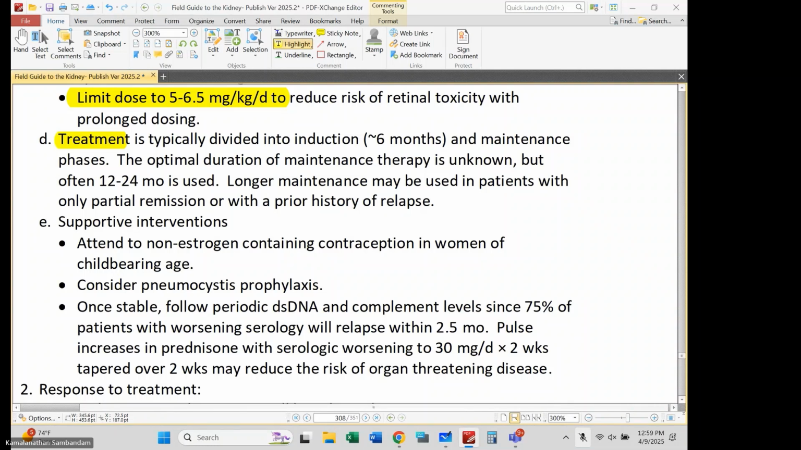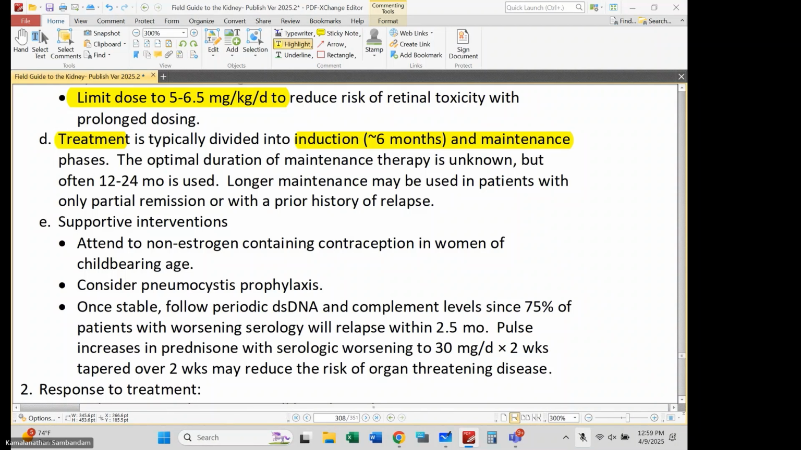Okay, treatment is divided into induction and then maintenance, although there is a fuzziness between those 2 phases, especially with the introduction of mycophenolate, because mycophenolate can be used for both induction and maintenance.